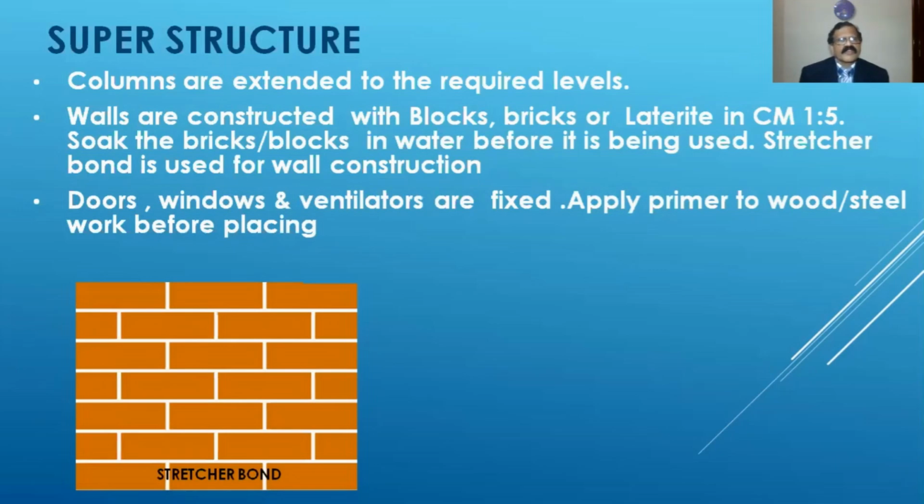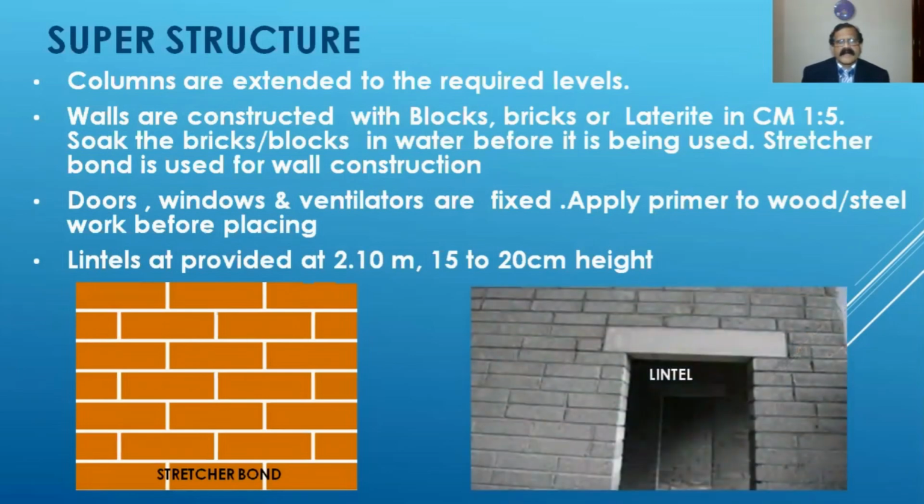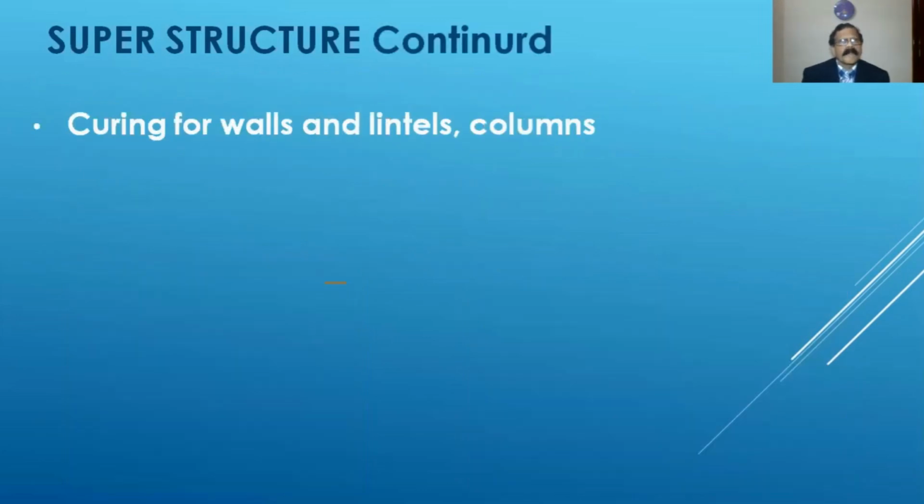Then we'll be installing the doors, windows, and ventilators. Apply primer to wood or steel work before placing. Lintels are provided at 2.1 meter height, and are 15 to 20 centimeter in height. Lintels are small beams which are kept above the doors and windows just to transfer the top load to the side walls. Now we have to do the curing for walls, lintels, columns, etc.